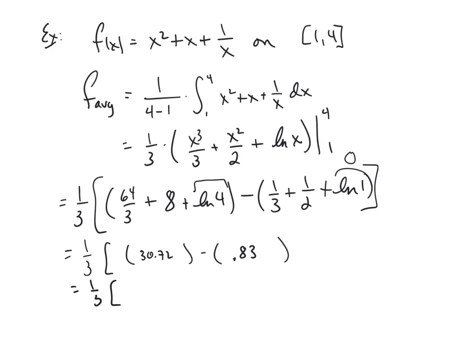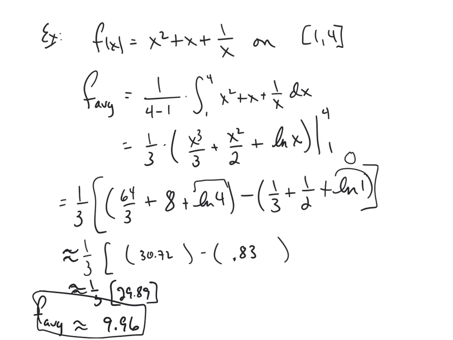So when I put the two terms together inside the brackets, 30.72 minus 0.83 is 29.89. And when I multiply that by 1/3, let's see what we end up with, about 9.96. So approximately, and I approximated on a couple of these steps, I should use approximately equals to. So the average value of that function on the interval from 1 to 4 would be 9.96. If we took an infinite number of y values on that interval, added them together and divided by how many, we would get an average of 9.96.